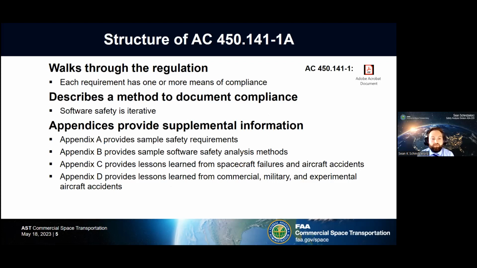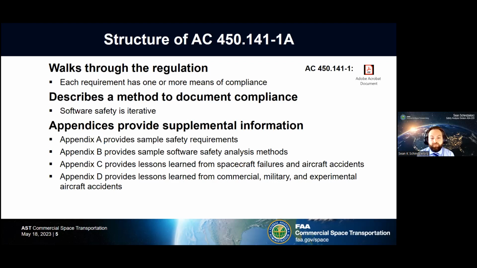The AC is structured after the rule and provides examples of the types of evidence required by the rule for safety requirements, development processes, and V&V evidence. Each subpart of the regulation has one or more documented means of compliance in the AC. The AC is also designed from the perspective that computing system safety is a process, not an event.